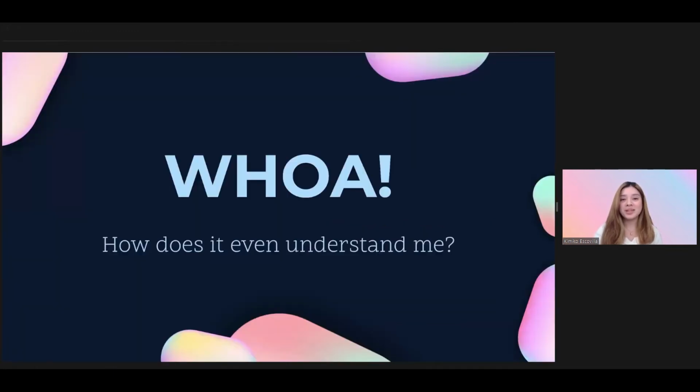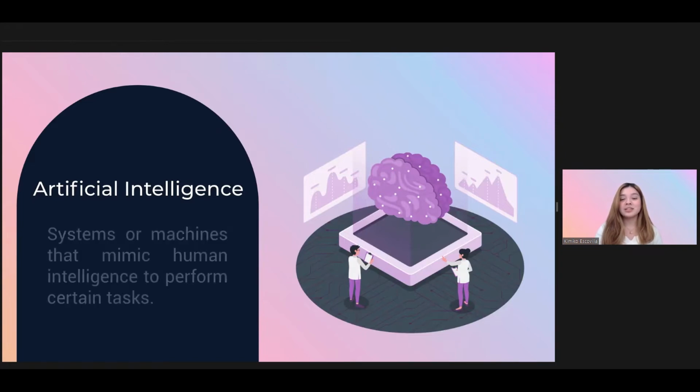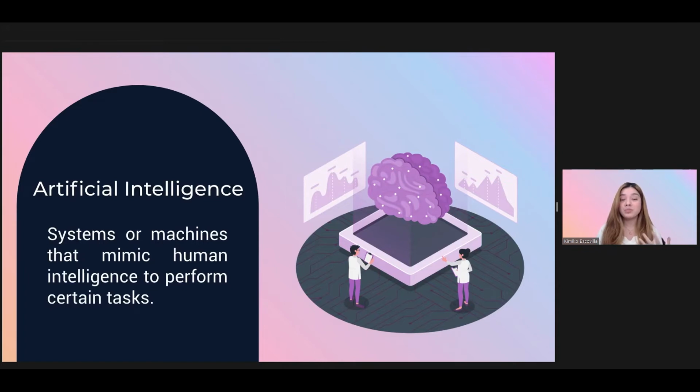But wait a minute, how does it understand me? How does it play the music that I want? How is it able to read ingredients for me? How does it know my morning routine? So it was a completely new realm for me. So I did some researching. Turns out, Google Assistant is artificial intelligence. Artificial intelligence refers to systems or machines that mimic human intelligence to perform tasks. And they can also improve themselves based on the information they collect.